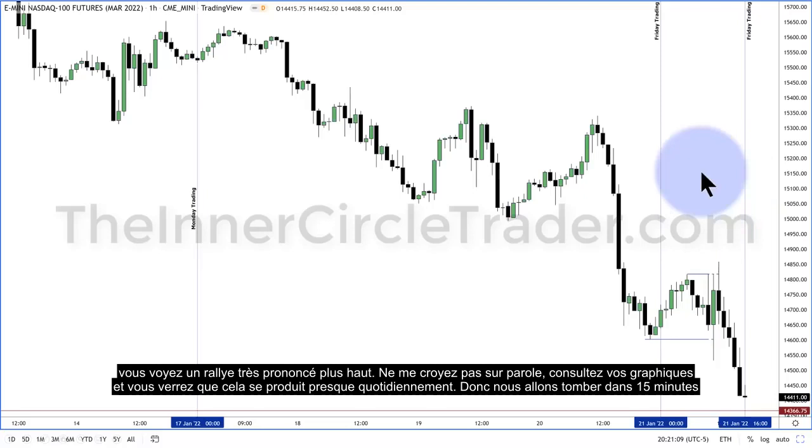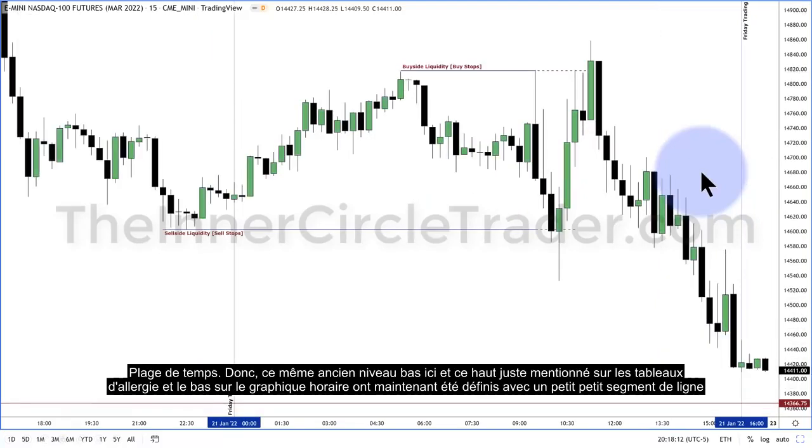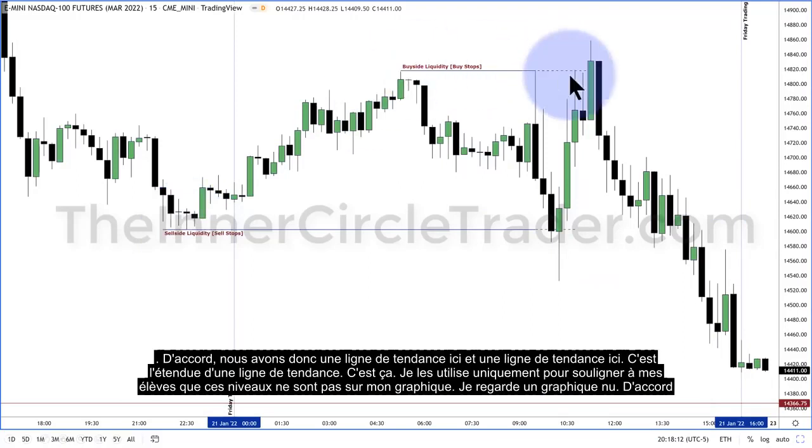So we're going to drop down into a 15-minute time frame. So that same old low level down here, and that high I just mentioned on the hourly chart, and the low on the hourly chart, have now been defined with a small line segment. Okay, so we have a trend line here and a trend line here. That's the extent of a trend line. I only use them to highlight to my students. These levels are not on my chart. I'm watching a naked chart.